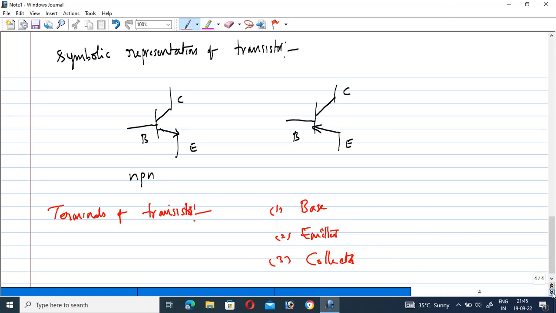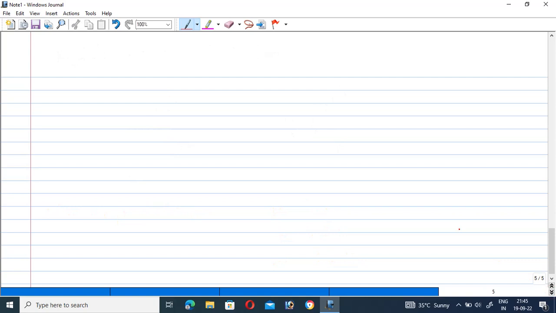So let us see some more basics. Base is nothing but a lightly doped material. Base is a lightly doped material.